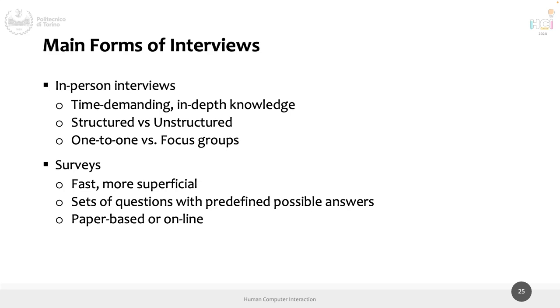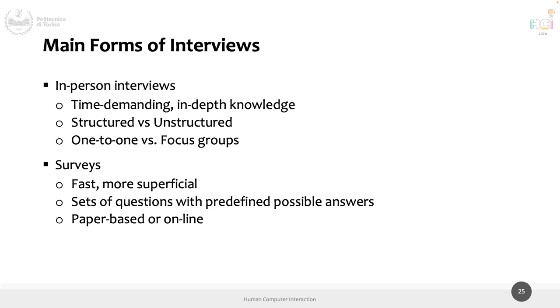So in-person interviews have one characteristic: they are time demanding and will give you, if properly done, in-depth knowledge. Because you have, let's say, one person in front of you and you can ask questions, and you can ask follow-up questions to your question. You can go as deep as you want, but you don't observe anything. Interviews can be structured one way, or at the other extreme, unstructured. And then there is also the semi-structured.